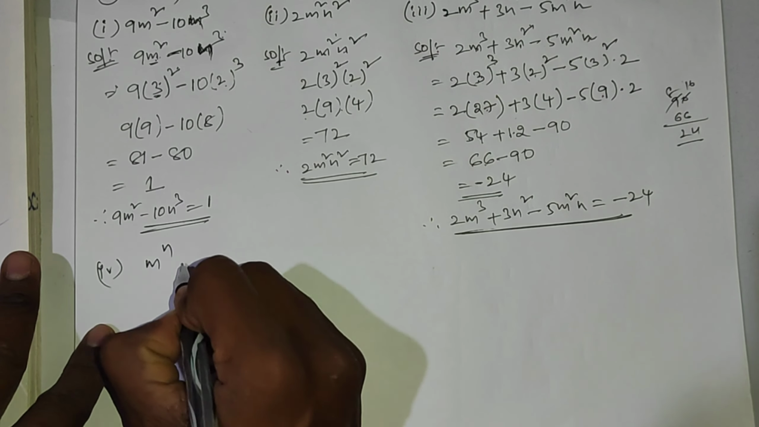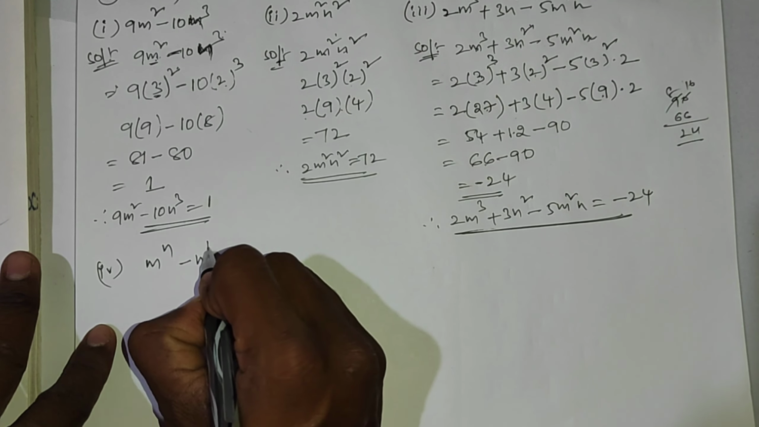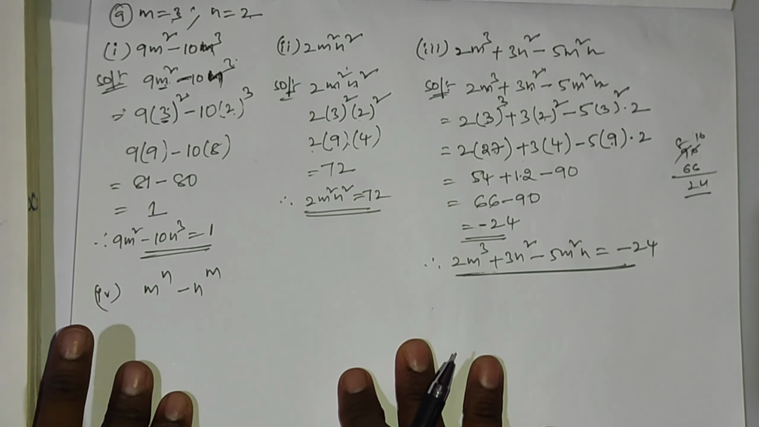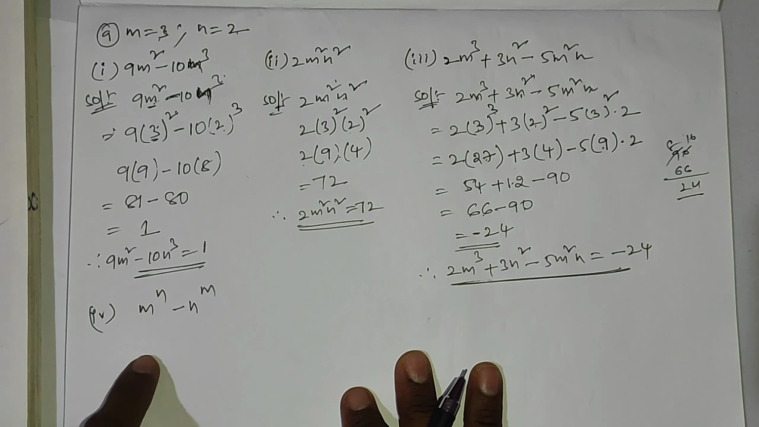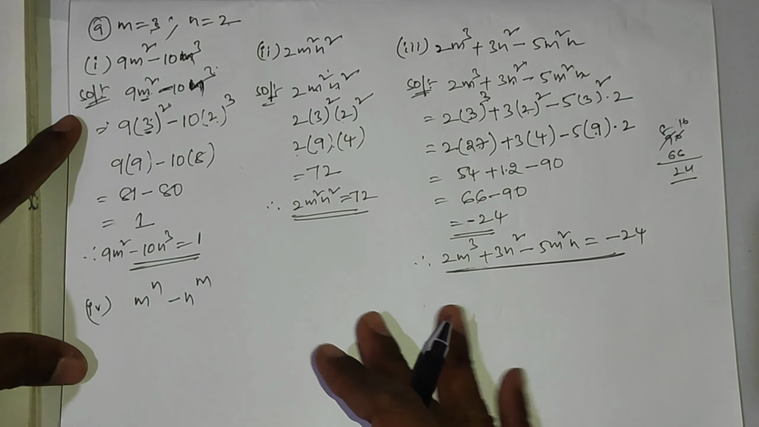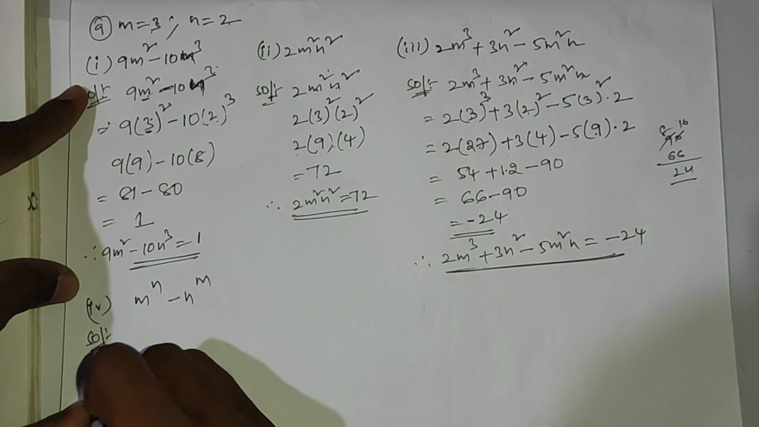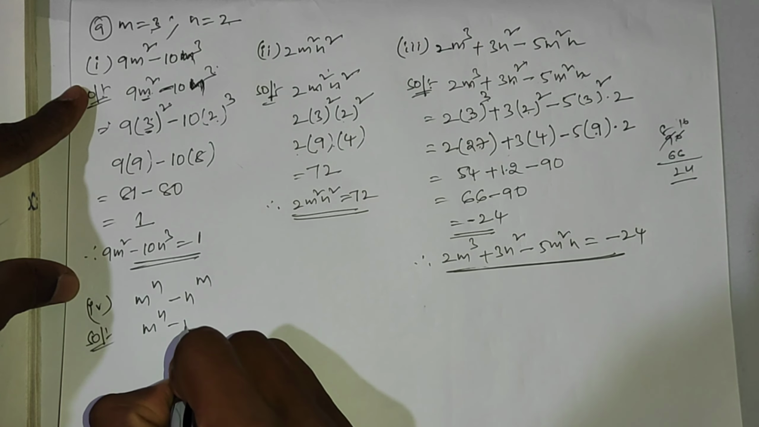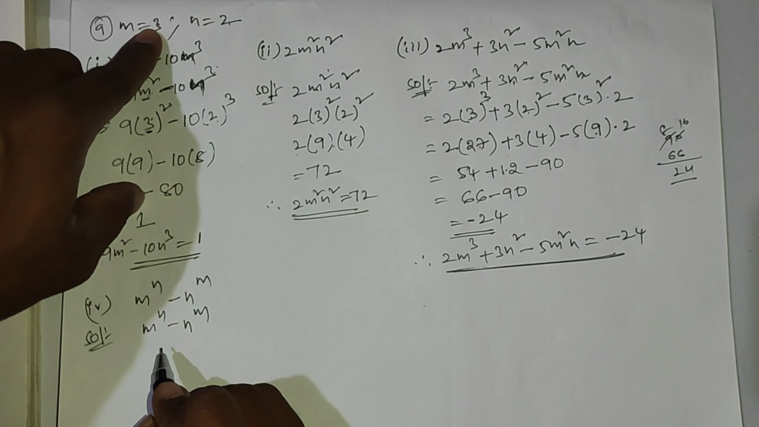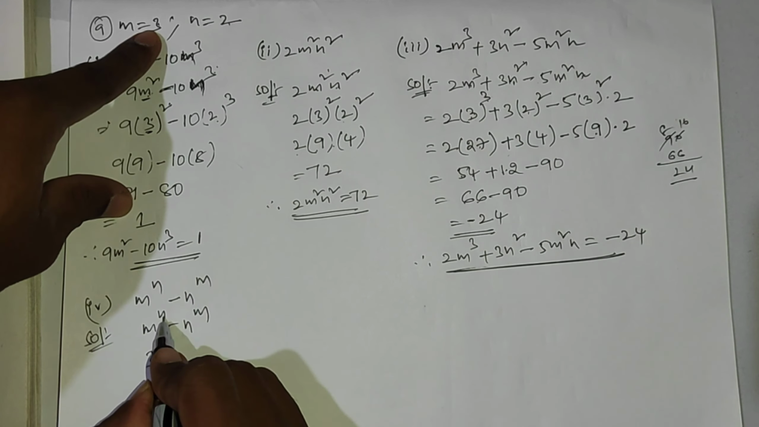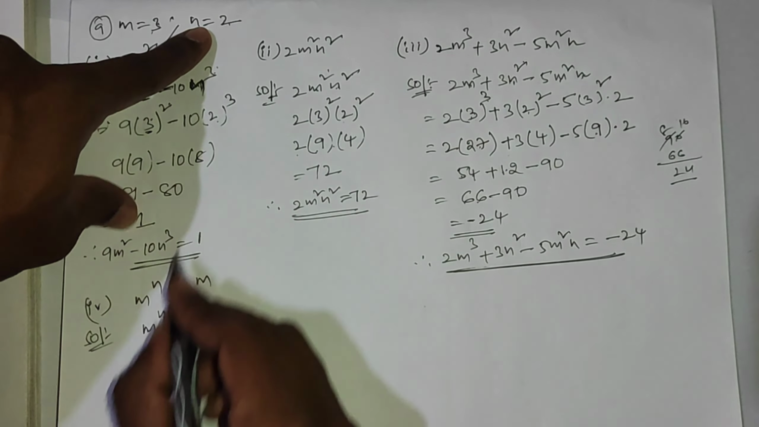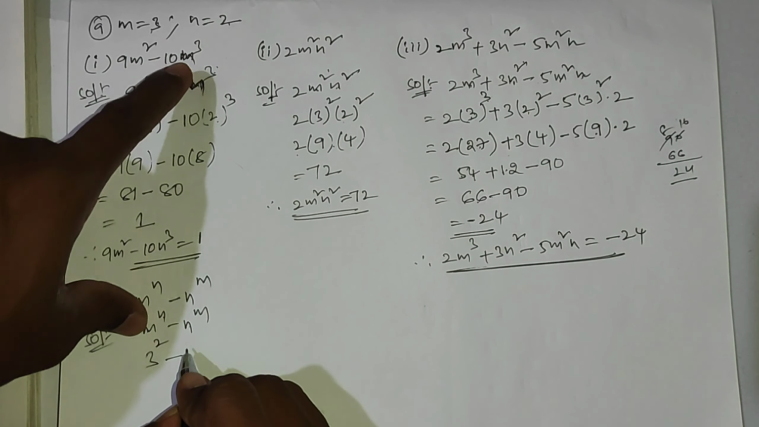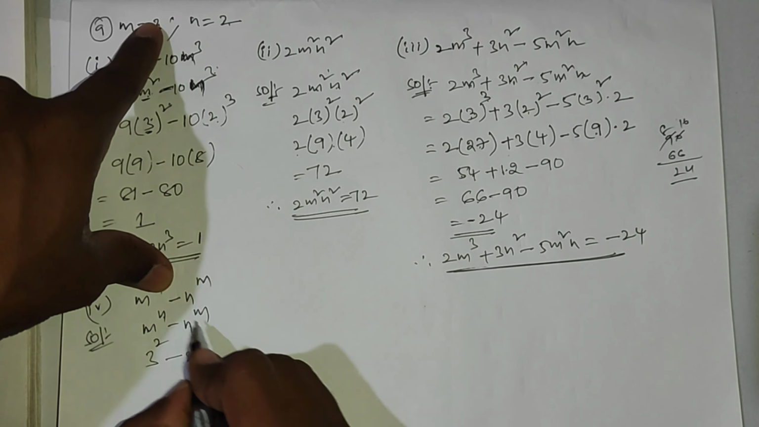M power n minus n power m. Same in this bit only. Last one, the fourth one. M power n minus n power m. Solution: M power n minus n power m. So m value, how much is there here? 3. And the power n value, what is there here? 2. Minus n value, what is it? 2. M value, what is it?